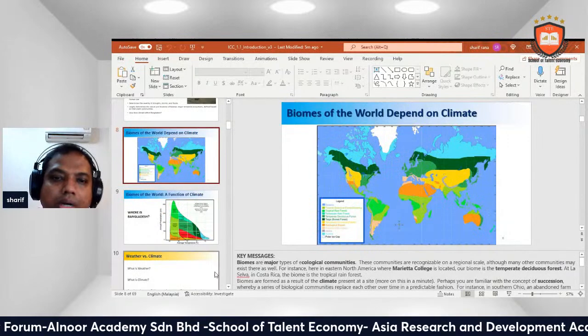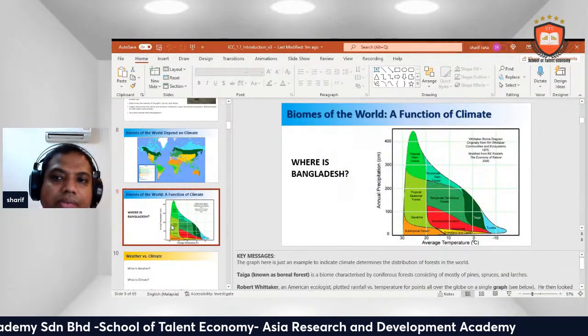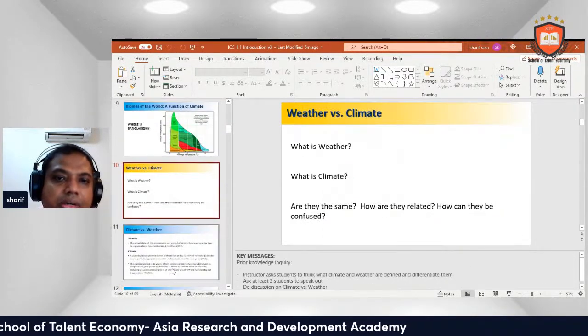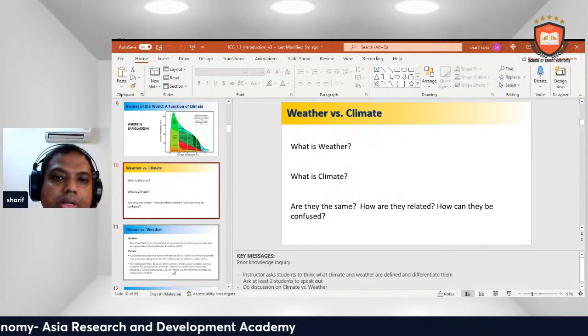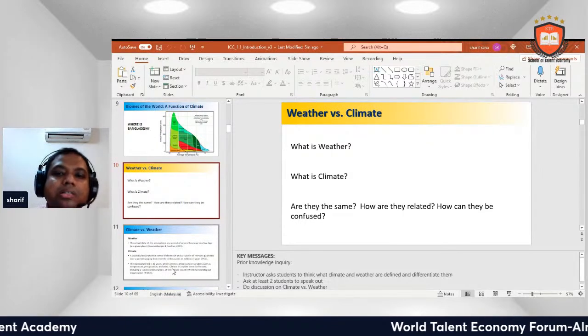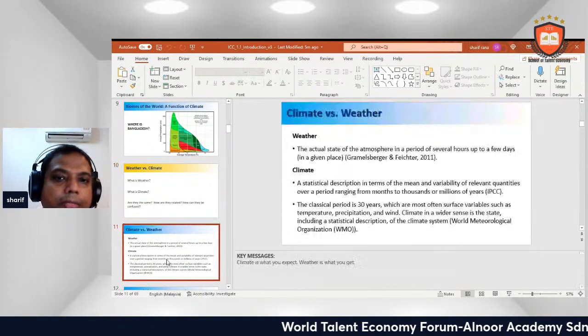The biomass of the world depends on climate. The biomass of the world is a function of the climate. Weather in Bangladesh. Weather versus climate. What is weather? What is climate? Are they the same? How are they related? How can they be confused?